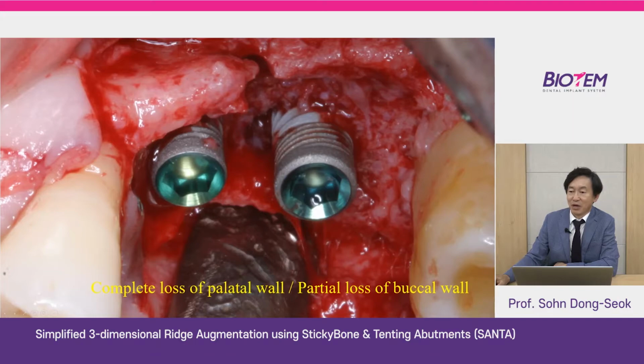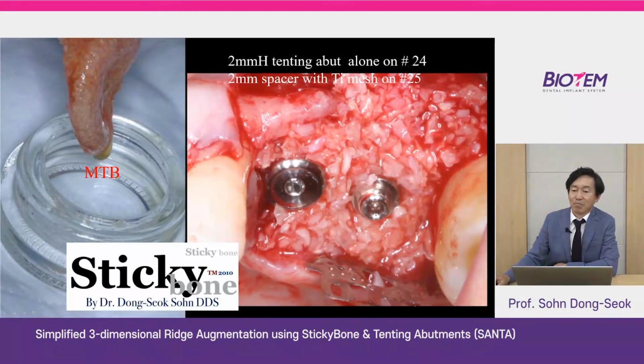at the same time. Now you can see the partial loss of the buccal wall and complete loss of the palatal wall. The sticky tooth bone, osteoinductive tooth bone graft, was placed. After placing a 2 mm high tenting abutment on tooth number 24, a 2 mm spacer was placed on teeth 24 and 25 to accommodate customized titanium mesh.